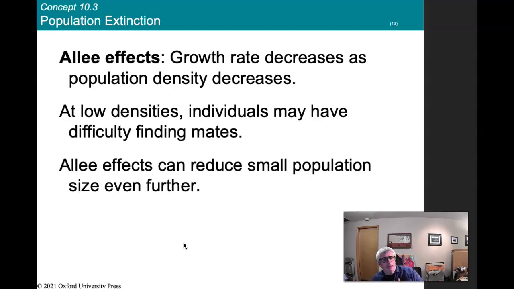Allee effects are pretty interesting. When we say growth rate, we mean population growth rate. Population growth rate decreases as population density decreases. At low densities, individuals may have difficulty finding mates. Allee effects can reduce small population size even further.